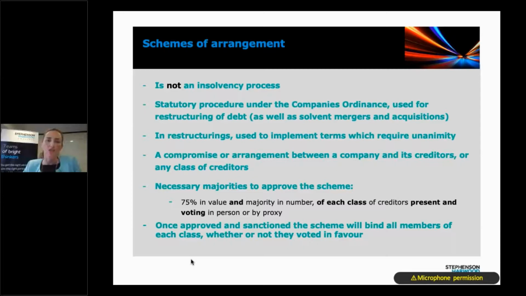On the next slide, we'll go through the steps, but one of the important parts is the creditors meeting where they approve the scheme. Now, this is really the benefit: at that meeting, you only have to have 75% in value and a majority in number of each class of creditors who are present and attend the meeting, whether in person or by proxy, agree to the terms. If those percentages agree, then all creditors in those classes are bound by the terms, regardless of whether they said no or did not participate.